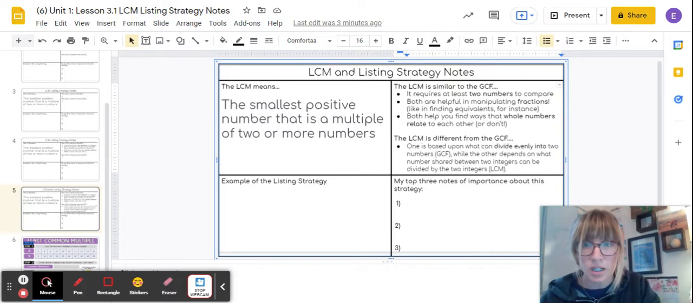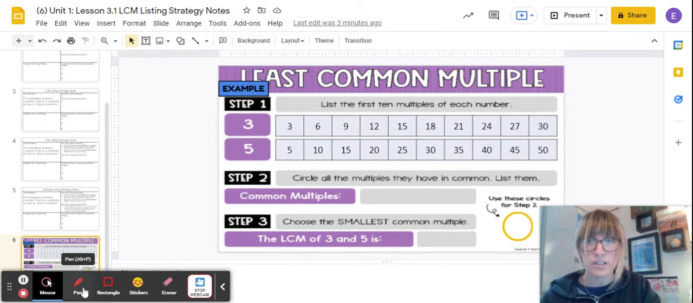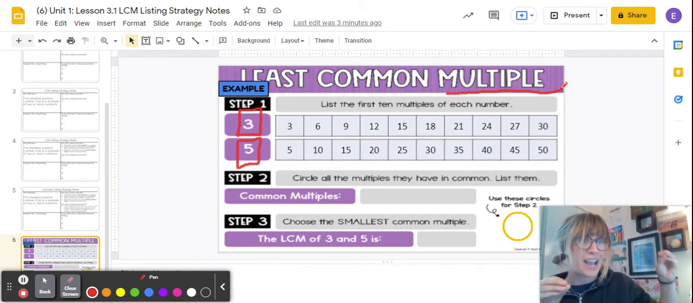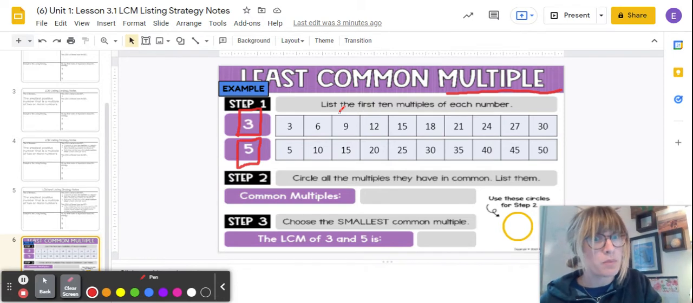So when we think here about the listing strategy, we have a little bit of a visual. The listing strategy is going to require you to list. If we have 3 and 5 as our first numbers that we want to compare, and we want to find the least common multiple, we know multiples multiply high. We're going to essentially skip count, and the numbers are going to be higher. So I've put the first 10 multiples of 3 and the first 10 multiples of 5 here, just skip counting. Then we're going to circle all the multiples that they have in common.